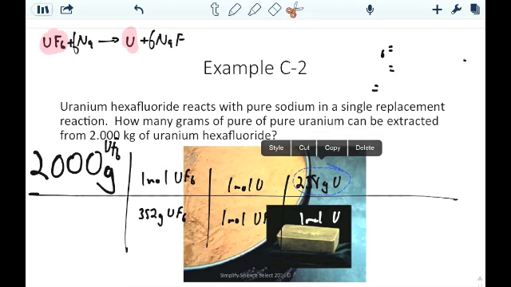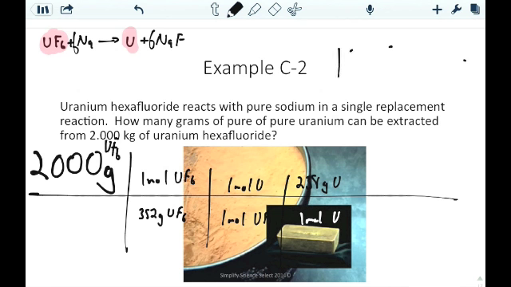And then all we do is multiply 2,000 times 1 times 238, all divided by our 352, which should give us an answer that's right around 1,352.3 grams of pure uranium.